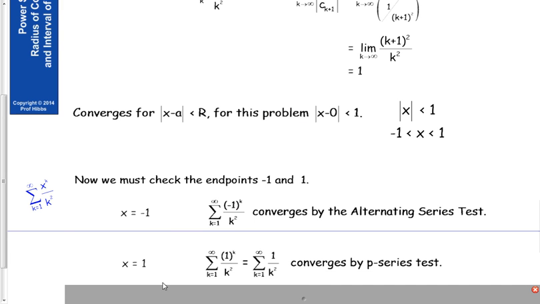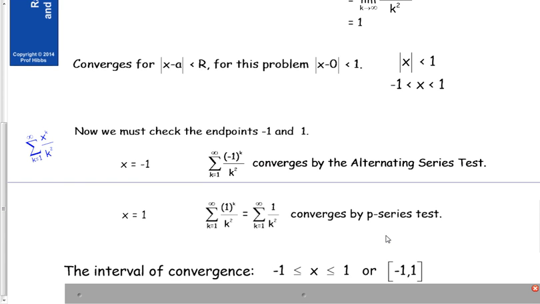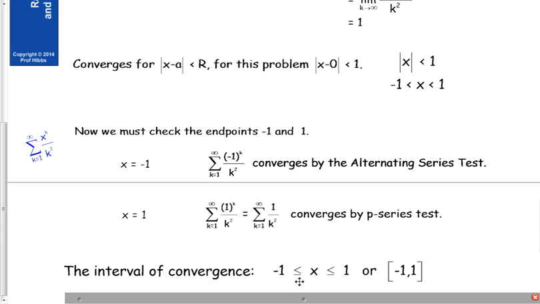Now, what about x equal 1? Well, when x is equal to 1, we replace x with 1, so we just have 1 to the k in the numerator, and 1 to any power is 1, and so it's the series, the sum of 1 over k squared, which of course is a p series, isn't it, where p is 2, so we know it converges. So the series converges if x is -1, it converges if x is +1, and we know it converges in between. So the interval of convergence includes the endpoints -1 and +1. And so we would say the interval of convergence is as we see it here, or in interval notation with the brackets instead of the parentheses.